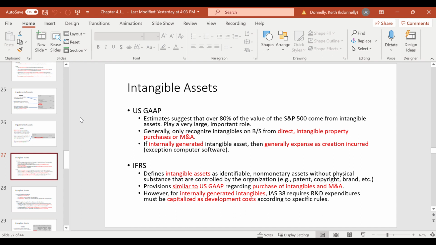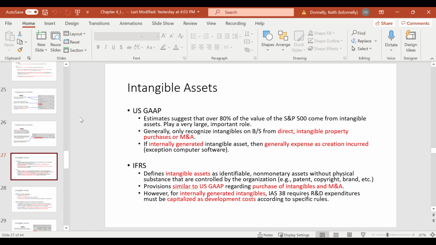And essentially an intangible, this is something that you can't see, touch, taste, hear, smell. It's intangible, right? That is to say it's not a tangible asset. And they play a big part and role in companies, right? As I have here, over 80% of the value of the S&P 500 comes from intangible assets.